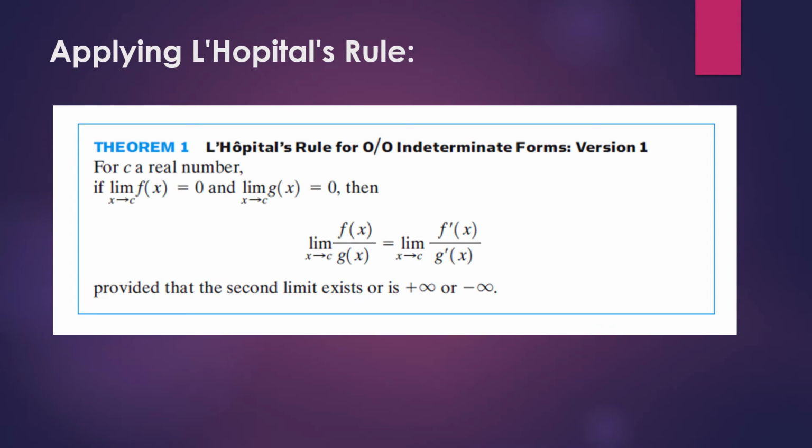So theorem 1 is L'Hopital's rule for 0 over 0 indeterminates. This rule will grow throughout this section, but right now if we have a 0 over 0, it says that the limit as x approaches c of f of x over g of x is the limit as x approaches c of f prime of x over g prime of x. And again, this is only when we are getting a 0 over 0. What L'Hopital's rule is saying is take the derivative of the top and take the derivative of the bottom and evaluate the limit again.